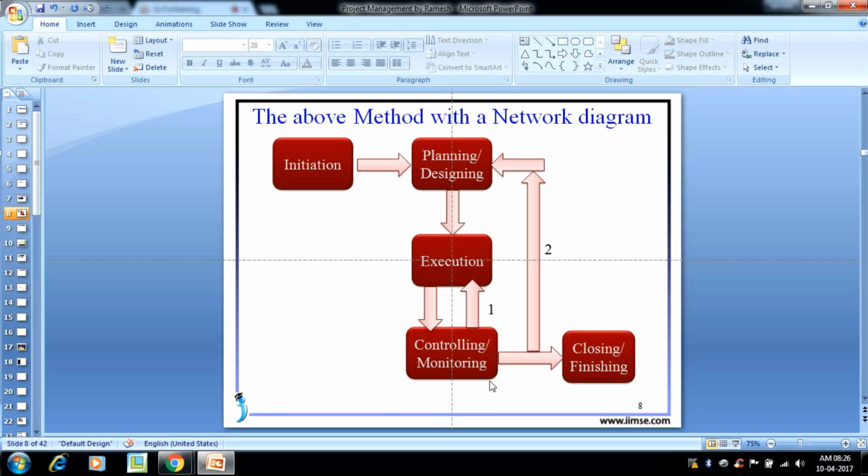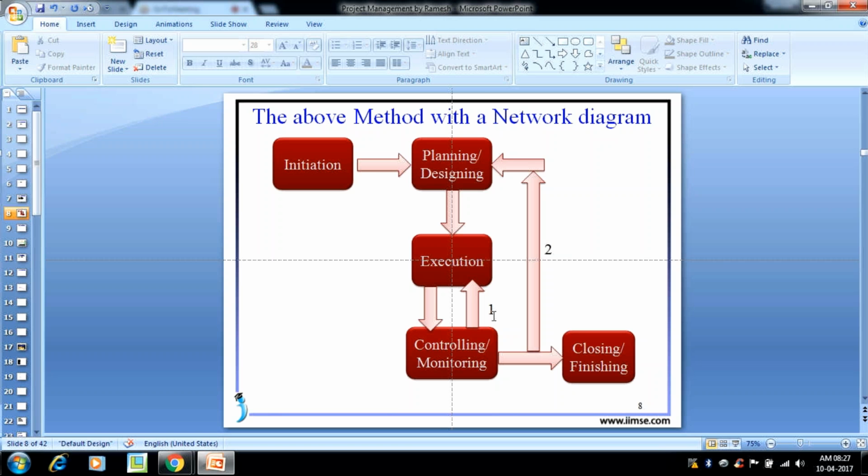Just, madam, here, from the execution towards controlling, we have one arrow. And also from the controlling to execution we have one reverse arrow. That means we have shown with number 1. Here, for example, if our project has minor errors, smaller issues, then it goes back to re-execution.